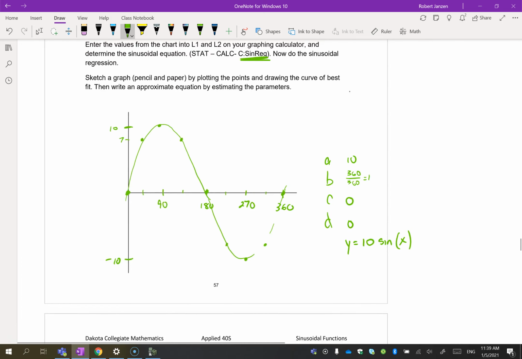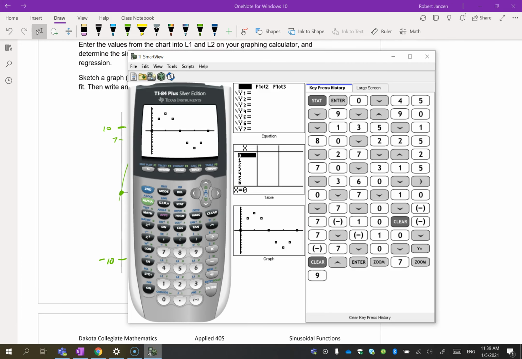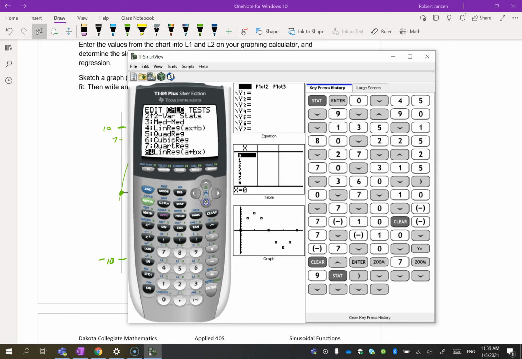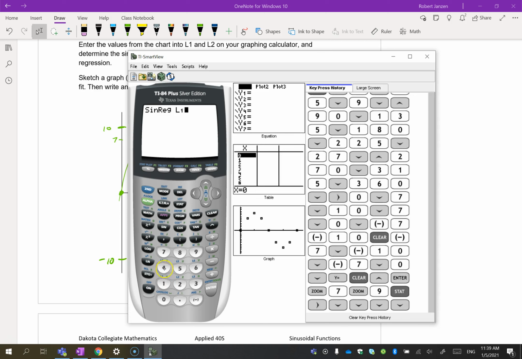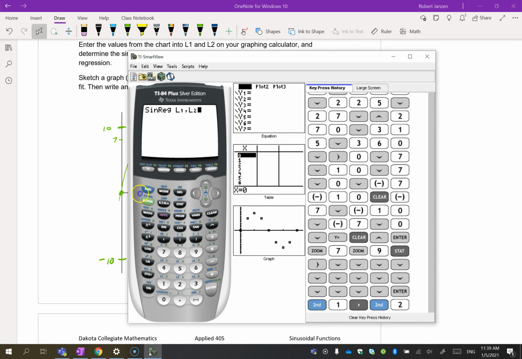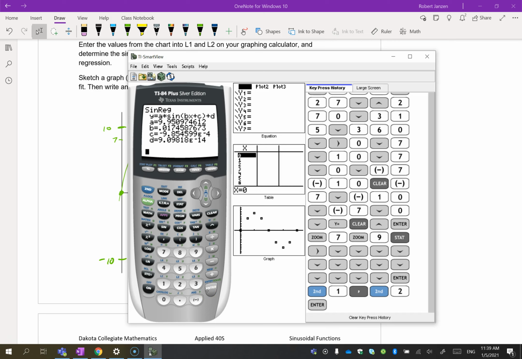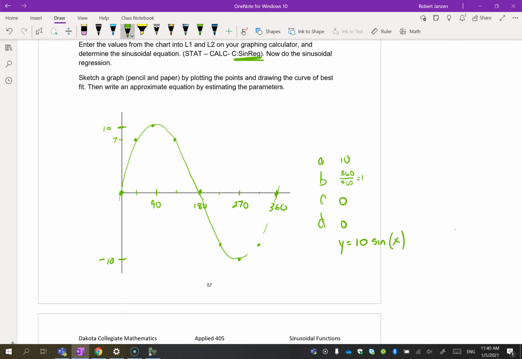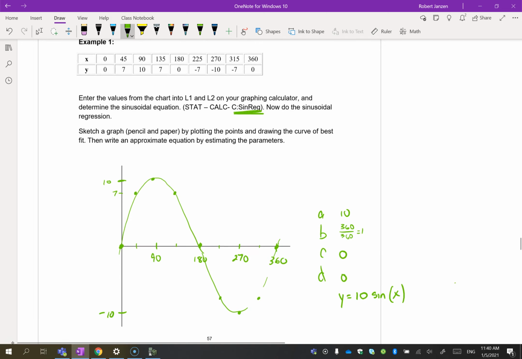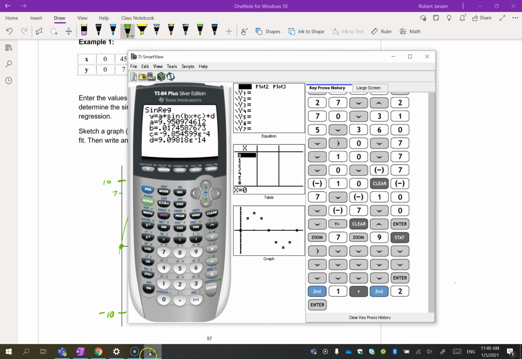But let's see if we can actually do it using the calculator. So how do you do that? Well, we'll go to Stat, Calc, and we're looking for sine regression. There it is, sine regression. Enter. Again, L1, comma L2. Enter. There it is. So what did it say? It says y equals, now look at what A is, 9.95.